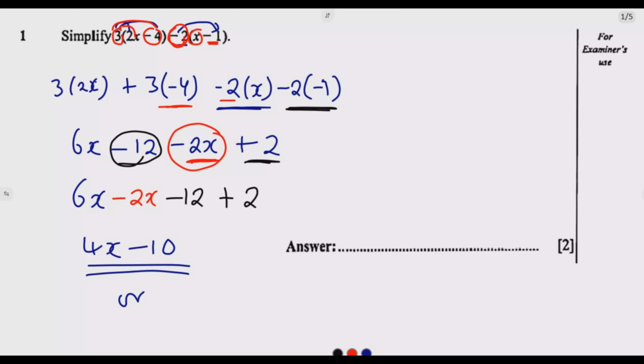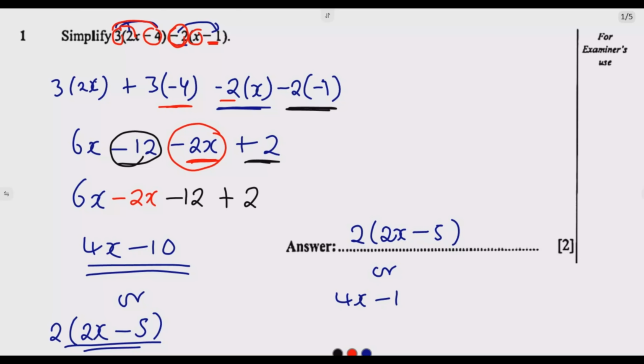So this negative 10 is the simplified version, which if you want, you can also write by factoring out 2: 2 into 4x is 2x, then 2 into negative 10 is negative 5. Or this is the neater way, or the original version, which is 4x minus 10, the simplified version. Once you do this, you are good to go. You get the 2 marks.